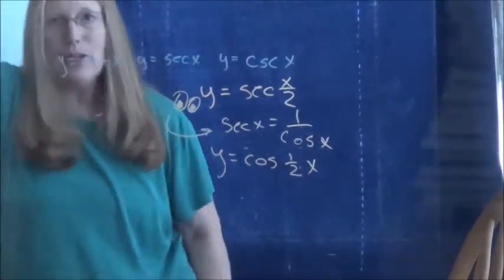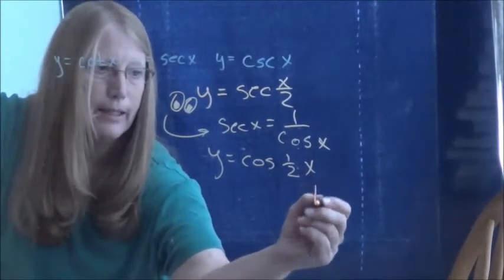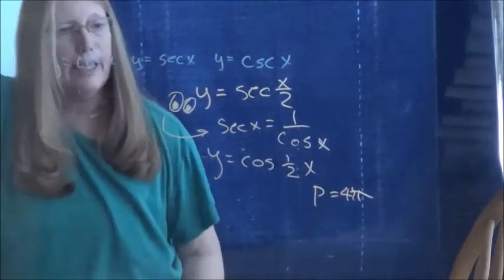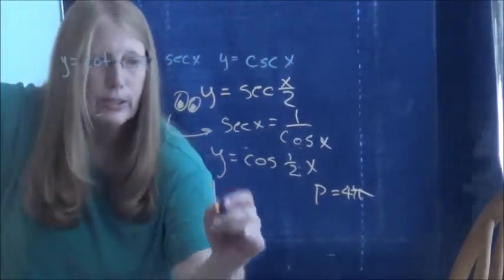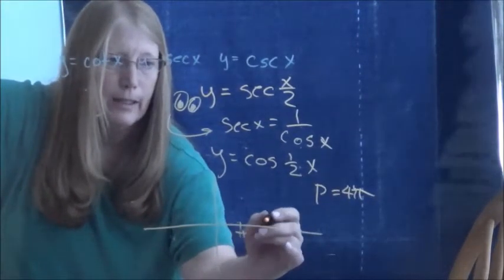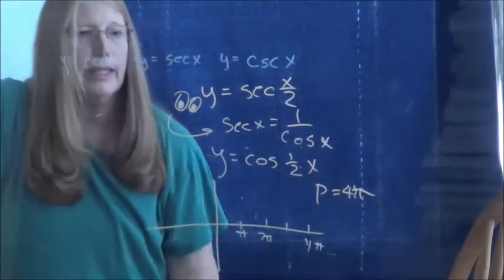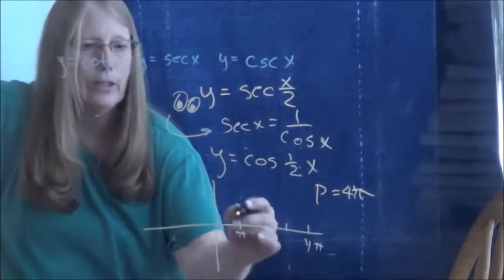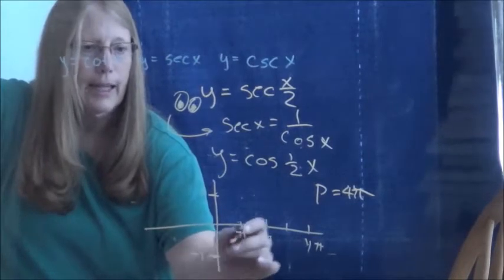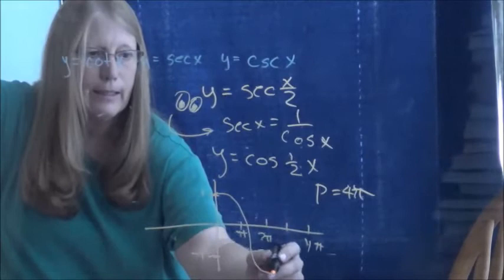So when we draw that, we are going to see that our period is going to be 4 pi. And when we do that, it's going to go from 1 pi, 2 pi, 3 pi, 4 pi. And our helper is the cosine, so it's going to start at the top at 1, and it's going to bottom out at 2 pi and go back up, sort of like a day.